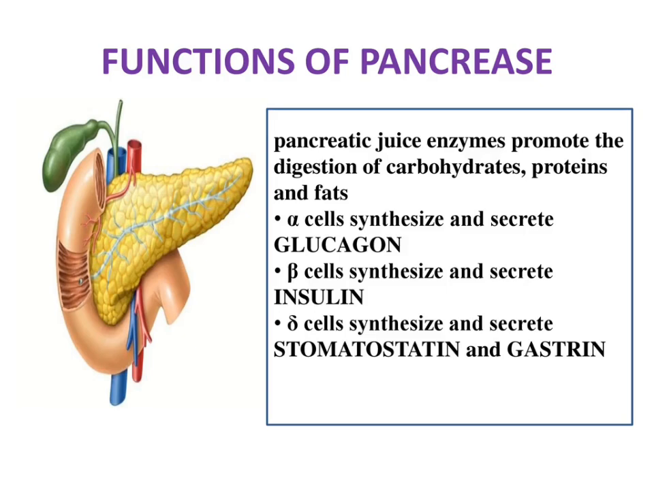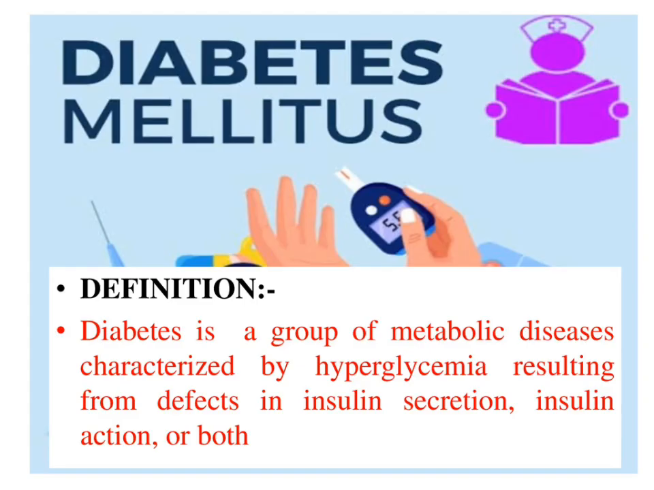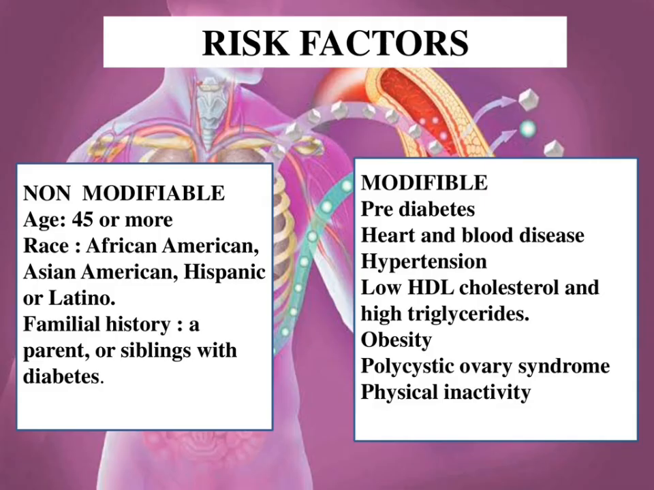So first, what is diabetes mellitus? It's a group of metabolic disorders characterized by hyperglycemia. Hyperglycemia means increased blood sugar level resulting from defects in insulin secretion. Either there is decreased secretion of insulin by the pancreas, or decreased action of insulin, or otherwise both are affected.